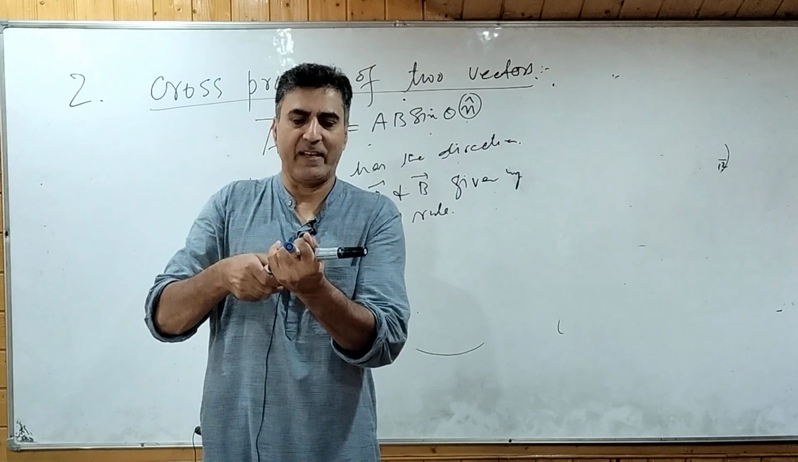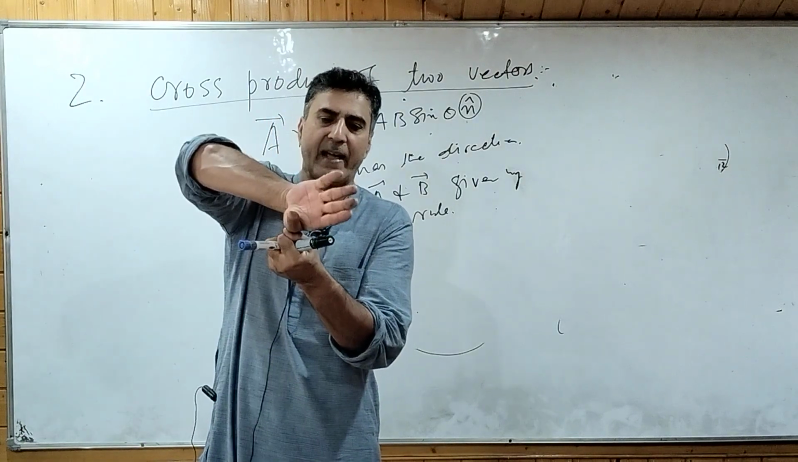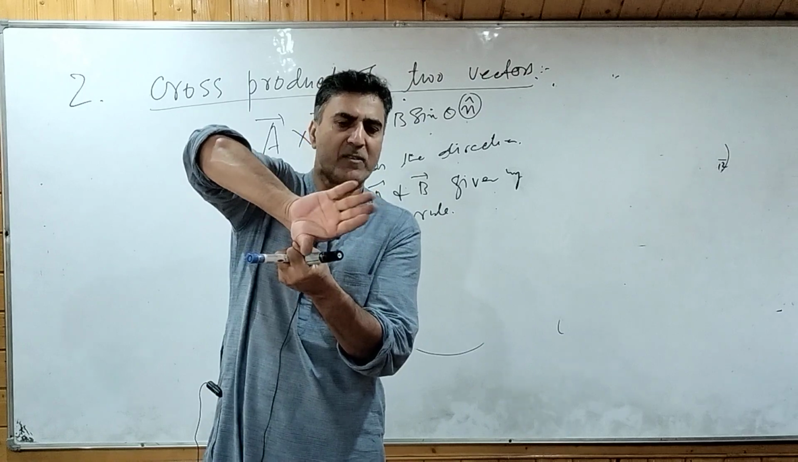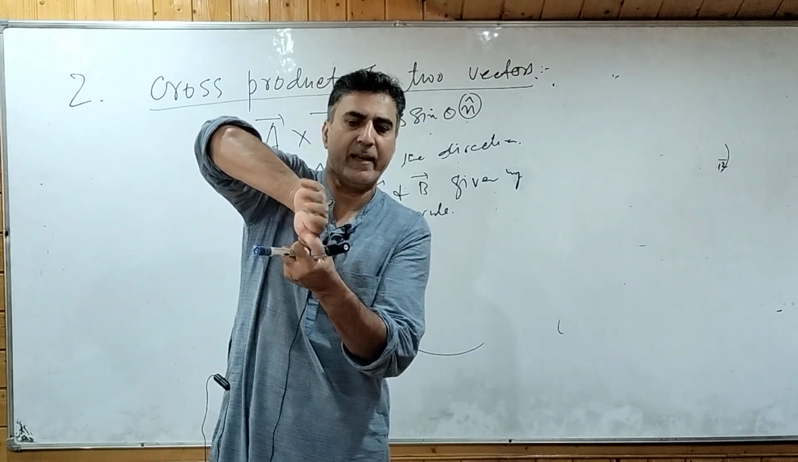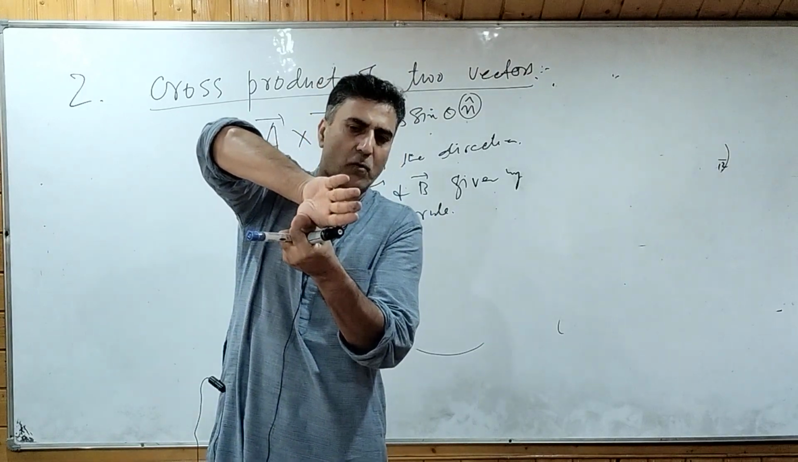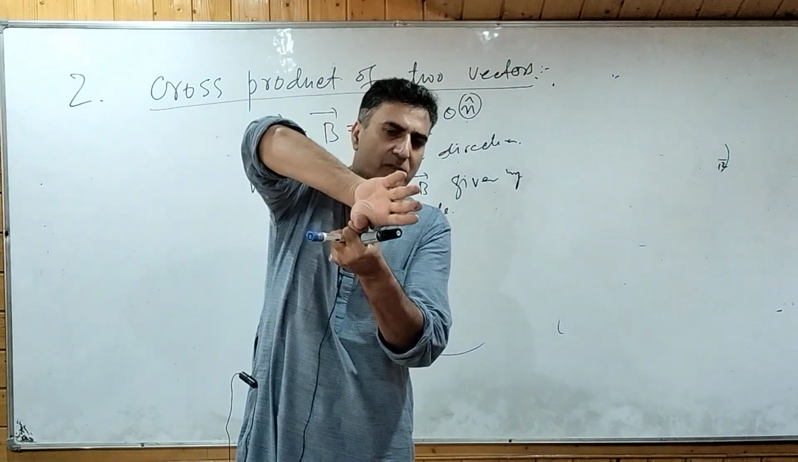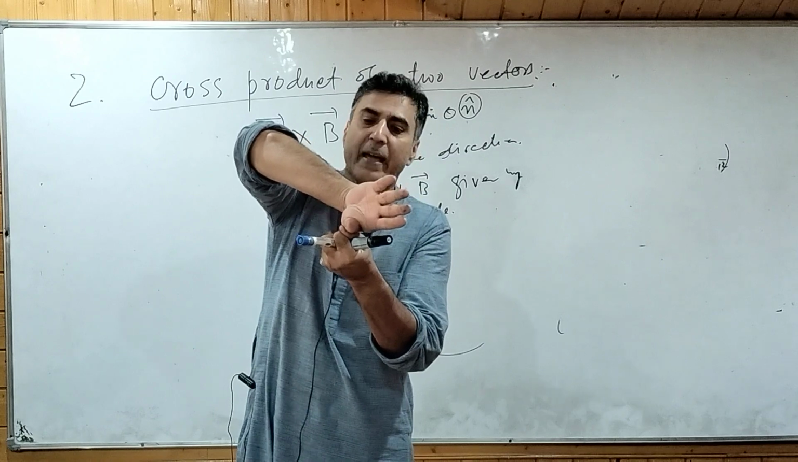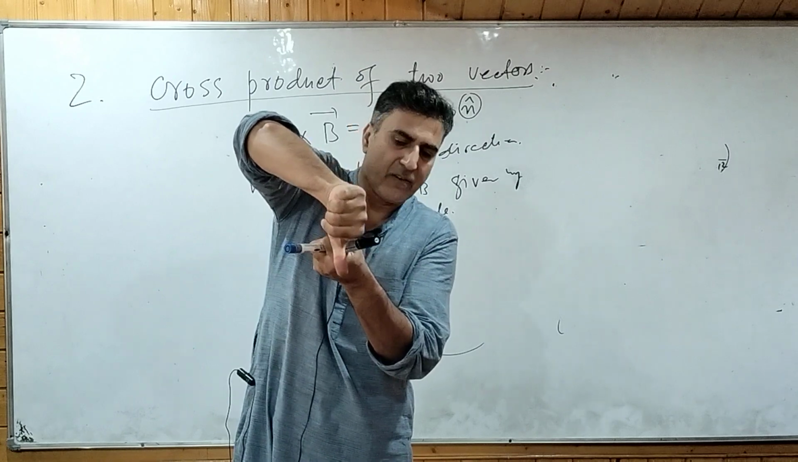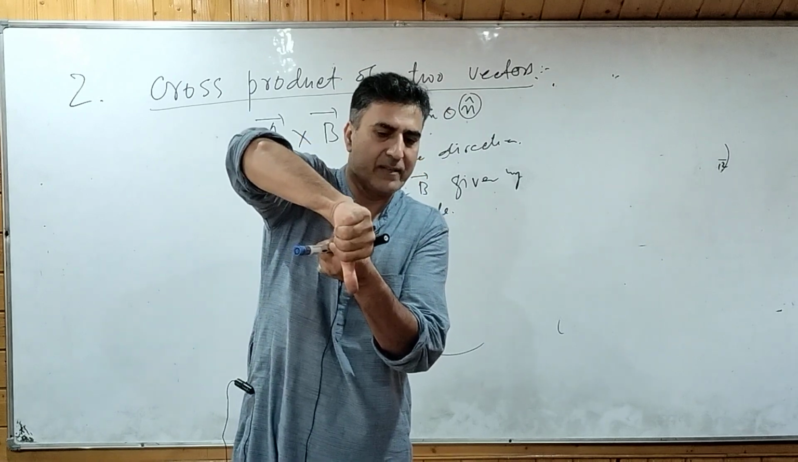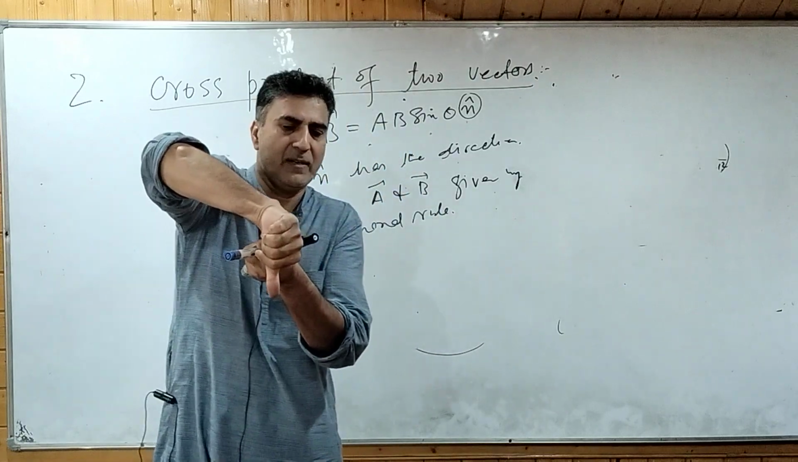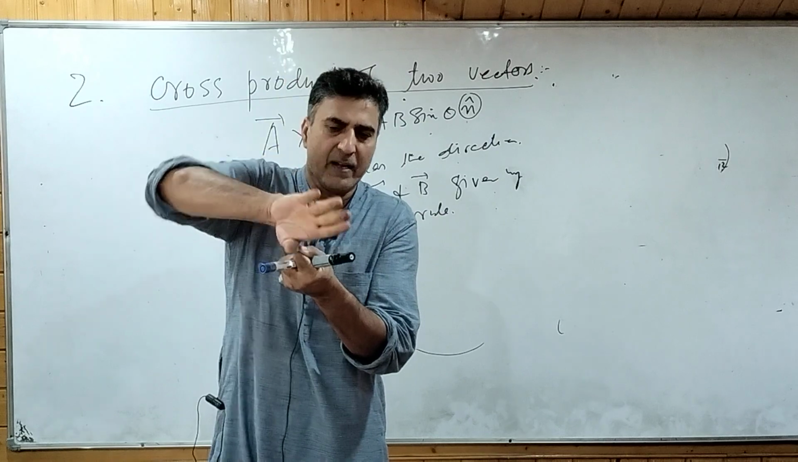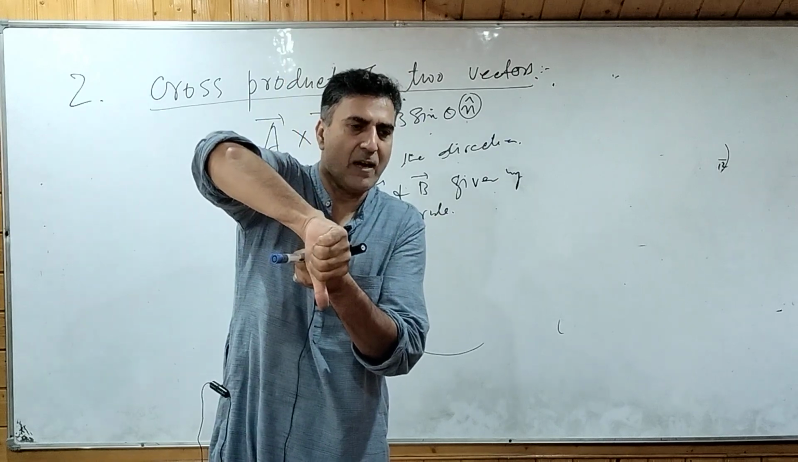So what about B cross A? For B, you have to put your hand like this. But you have to curl your fingers towards A. You can't curl backwards. You have to curl forward towards A. So when you put your hand here, you have to curl or wind your fingers towards A. So it is something like this, and thumb comes downwards. When thumb comes downwards, the direction is downwards. So A cross B is upwards and B cross A is downwards.